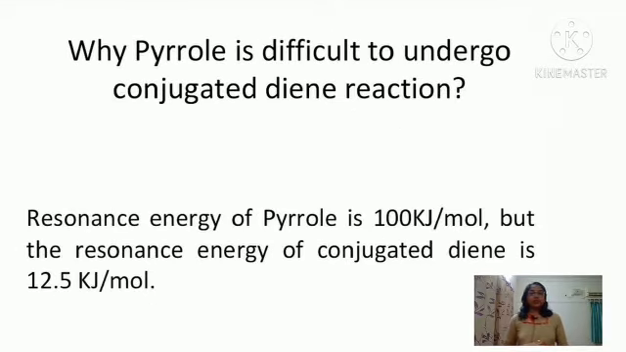When we look at the chemical reactions of pyrrole, it is found that pyrrole finds it very difficult to undergo conjugated diene reactions. Why? Because when we look at the resonance energy of pyrrole as well as the conjugated diene, the resonance energy of pyrrole is about 100 kJ per mole, whereas the conjugated diene resonance energy is only around 12.5 kJ per mole. So the resonance energy of pyrrole is very high. That means it is more stable when compared to a conjugated diene. That is why it is very difficult to undergo conjugated diene-like reactions, mainly Diels-Alder reactions.